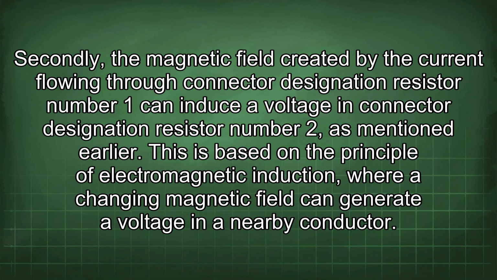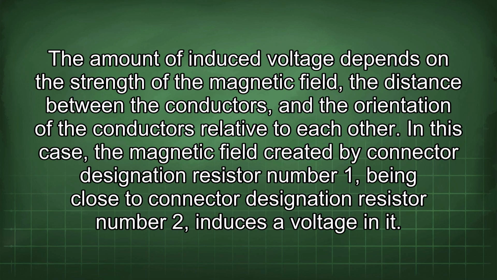Secondly, the magnetic field created by the current flowing through connector designation resistor number 1 can induce a voltage in connector designation resistor number 2, as mentioned earlier. This is based on the principle of electromagnetic induction, where a changing magnetic field can generate a voltage in a nearby conductor. The amount of induced voltage depends on the strength of the magnetic field, the distance between the conductors, and the orientation of the conductors relative to each other. In this case, the magnetic field created by connector designation resistor number 1, being close to connector designation resistor number 2, induces a voltage in it.